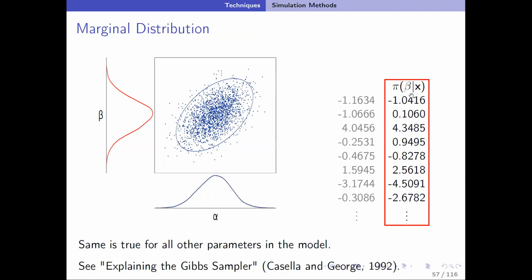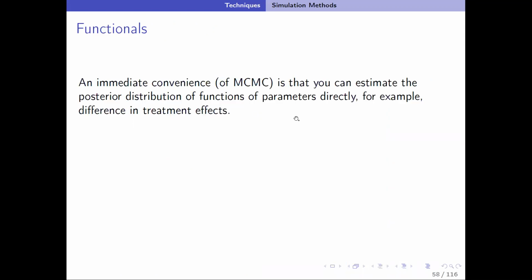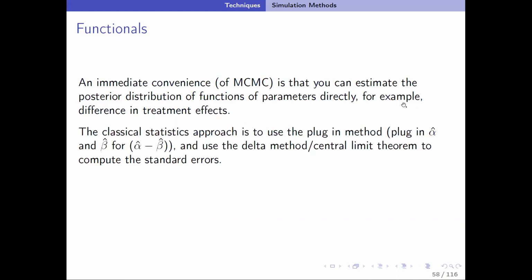This enables you to make inference on any marginal distribution. An additional immediate convenience of MCMC is that you can estimate any functions of parameters directly. For example, if you want to know the difference in treatment effects, what do you do? If you have treatment effects from one group or the other, alpha hat and beta hat, in classical statistics, what do you do? You plug in the MLE. And then how do you quantify the uncertainty?